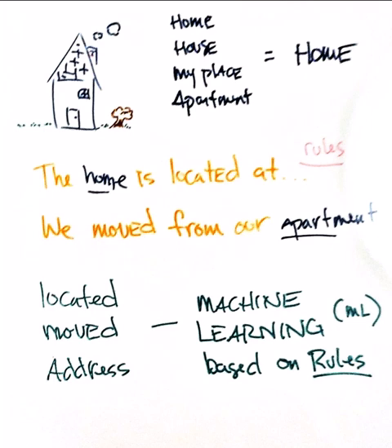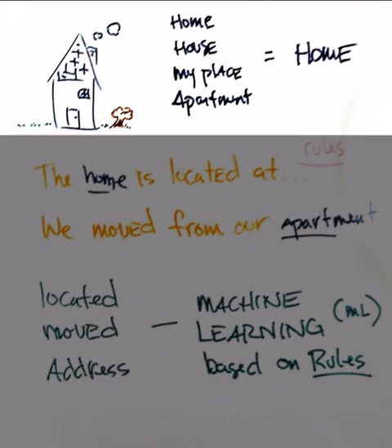So stay tuned. All right, so again, we established on the screen what a home is, right? And it can be known as many things in our language: home, house, my place, apartment, etc. But we've defined that it is always going to equal home in a structured data set. So again, view the other video, where we talked about structured and unstructured data and how we arrive at these rules.